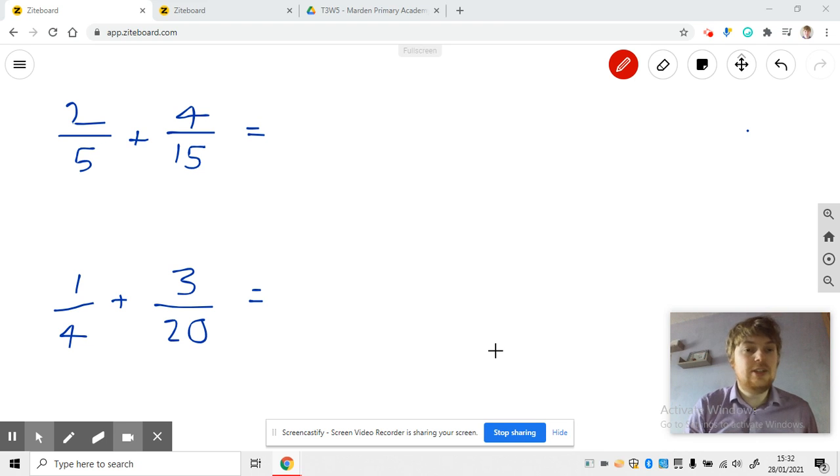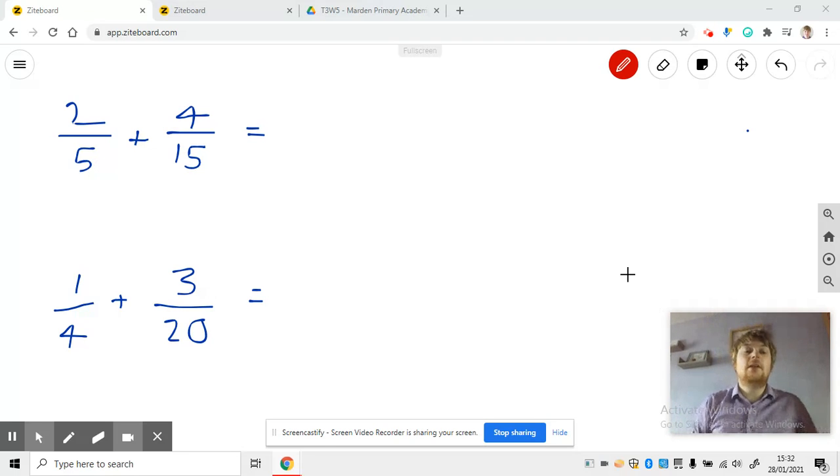Welcome to your maths lesson for today, which, as you can already see from the screen, is going to be carrying on from where we were yesterday. Yesterday you were adding and subtracting fractions where the denominator is the same, and you've aced that. So now we're just going to focus on adding fractions where, as you can see, the denominators are different.